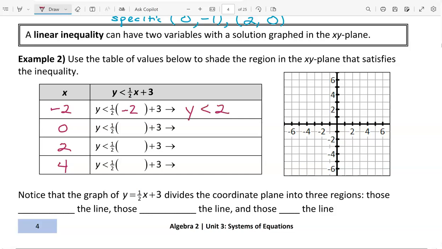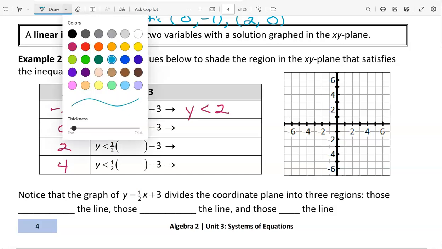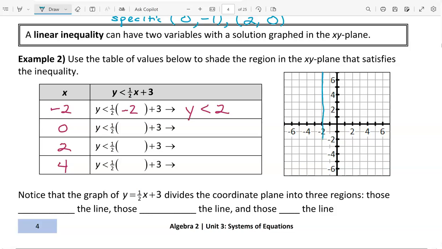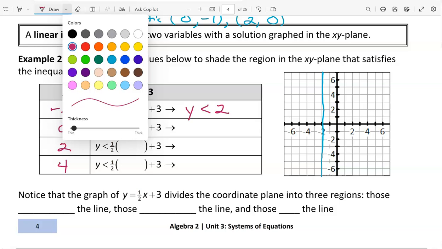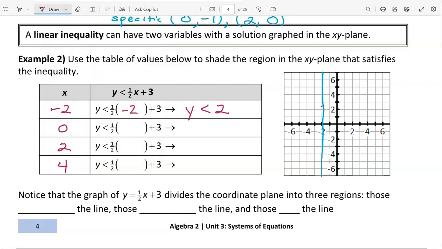1/2 times -2 is -1, plus 3 is 2. So when x is equal to -2, let's remember what that looks like. That's a vertical line, so I'm going to draw that very lightly. Then I'm going to shade over top of that y is less than 2, which is an open circle on y equals 2, and shading downward for values of y that are less than that. When x is 0, y is less than 1/2 times 0 plus 3, which translates to y is less than 3.